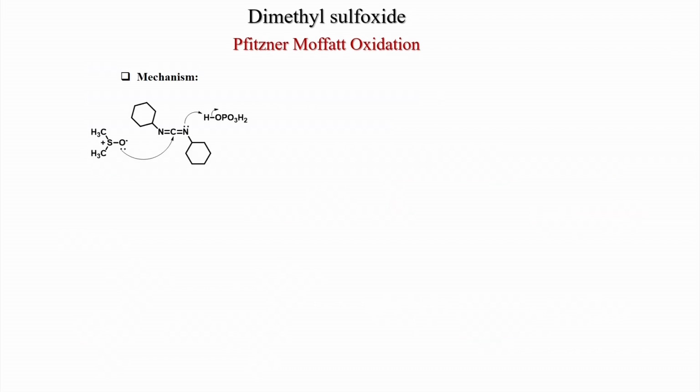So, what will be the possible mechanism for this reaction? DMSO can react first with the DCC. Actually, the DCC has to be activated with an acid, then only the DMSO can react. So, DMSO reacts at the carbon atom of this carbodiimide, and the nitrogen is activated by the phosphoric acid, and after this you get this intermediate.